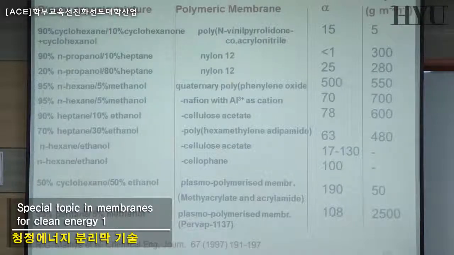But if we have a mixture of organics, such as cyclohexane and hexanone, or normal propanol and heptane, or hexane and methanol, or cyclohexanol and methanol, and so on, you can use many of those membranes. You can even use pervaporation to remove the benzene and hexane. You can use pervaporation to remove NMP in the aqueous solution, DMF from aqueous solution.